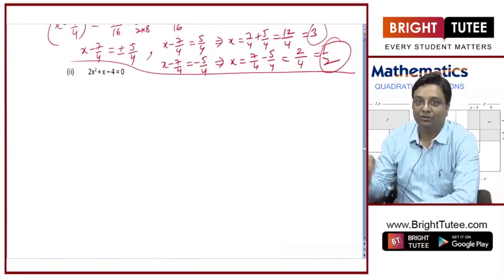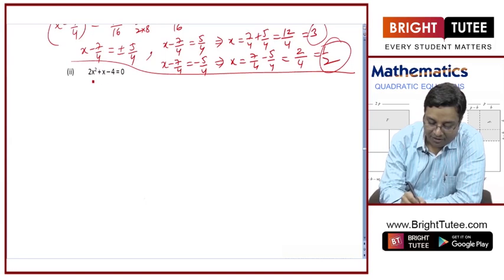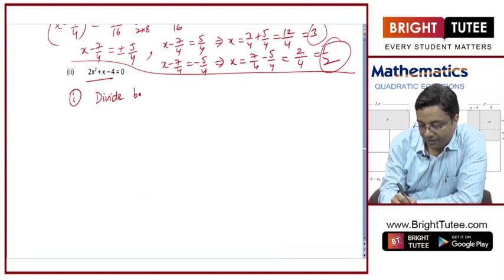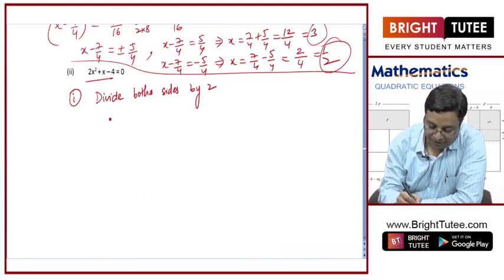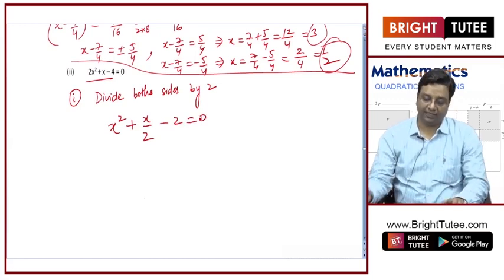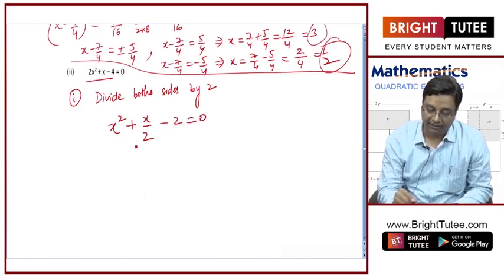All right, let's do the next question by using the completing the square method. So step number 1, make the coefficient of x square equal to 1. So we divide both sides by 2. Okay, so x square plus ... equal to 0, right? Now the next step is the second step.